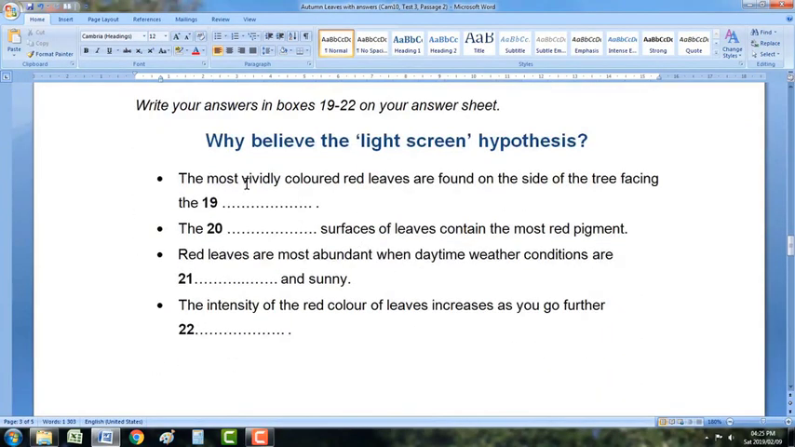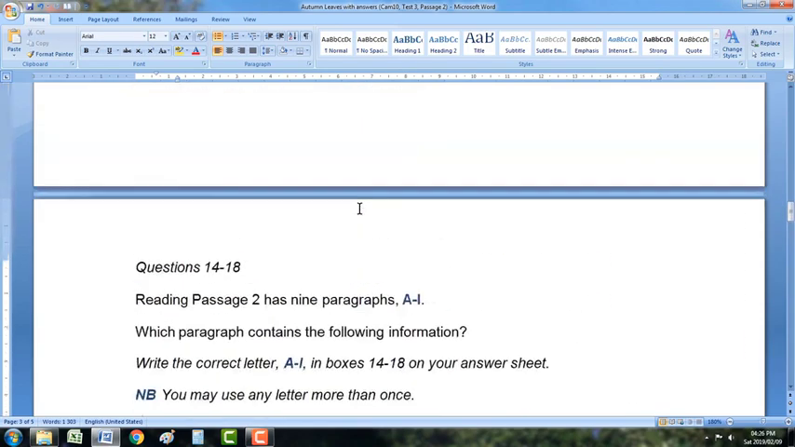Then we need to find our scanning words. So let's go for tree. Red leaves: you will see red is everywhere, so we're not going to scan for red. Normally red would be a nice thing to scan for, but I think it's everywhere. Surfaces of leaves, pigment maybe, daytime weather, sunny, so that one's about the weather. Intensity of red increases as you go, nothing much there. So then I want to find tree, leaves, surfaces of leaves, daytime weather conditions, and sunny.